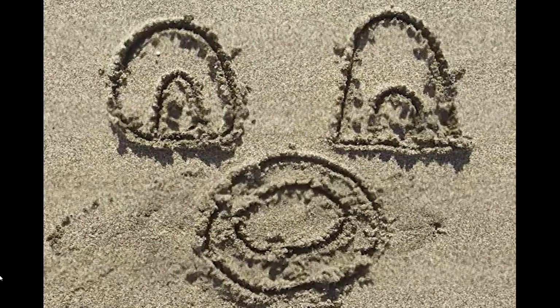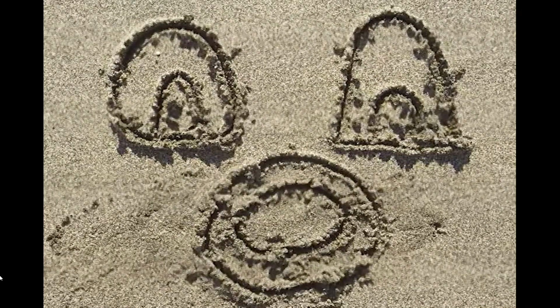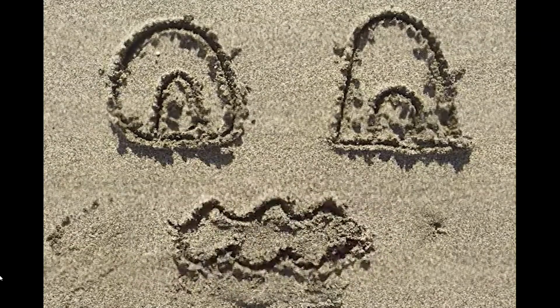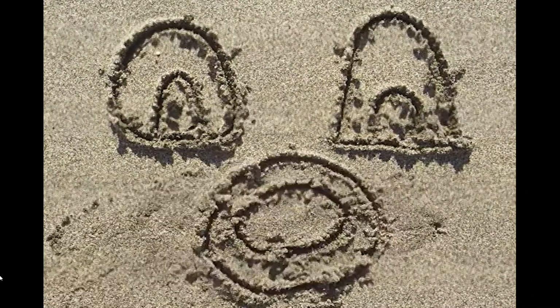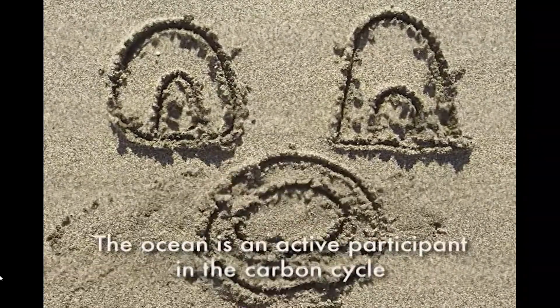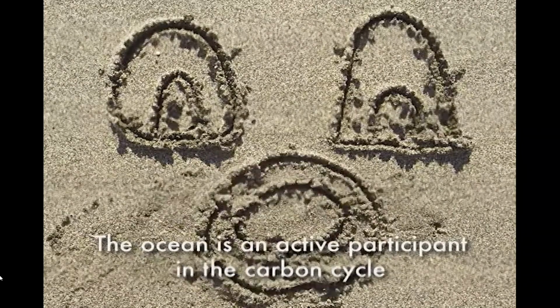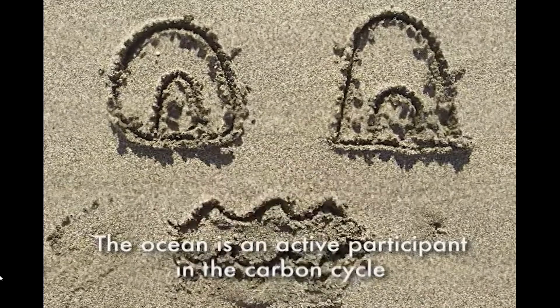Carbon stays in the ocean for a long time. It could stay there for hundreds of years before being released back into the atmosphere as carbon dioxide. But remember, in the grand scheme of geologic time, 500 years is a blink. So the ocean is a pretty active participant in the carbon cycle. It's constantly exchanging carbon with the atmosphere.